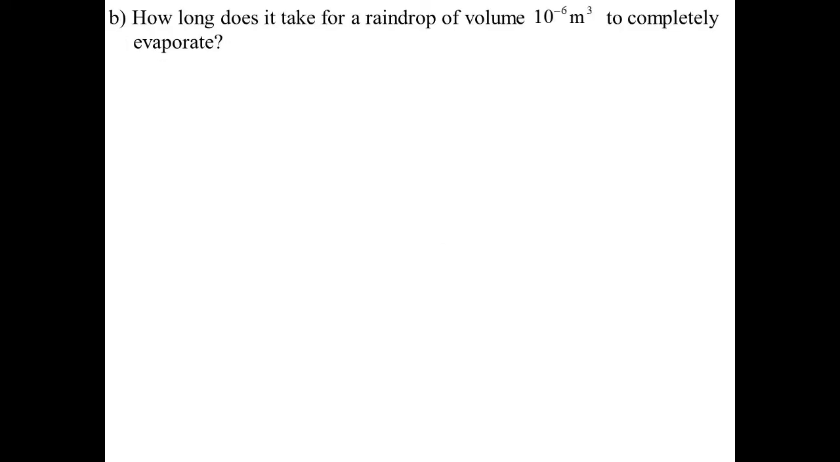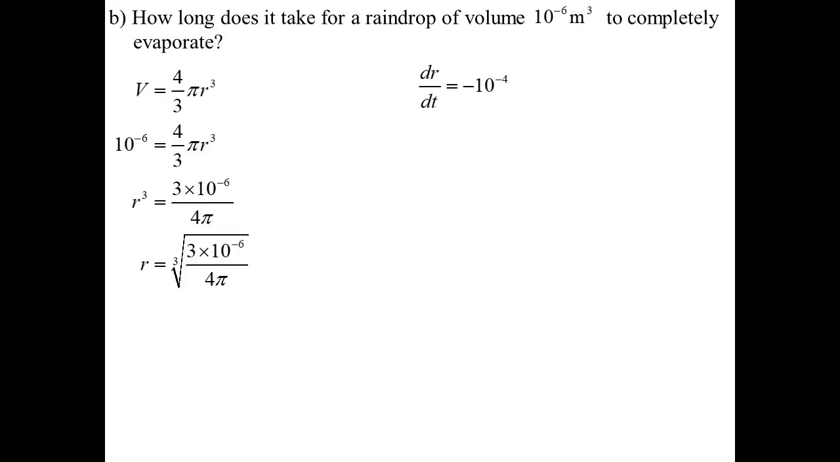How long does it take for a raindrop of volume 10 to the power of negative 6 metres cubed to completely evaporate? The dr/dt is minus 10 to the negative 4. Volume, because of course I don't know the radius of this raindrop yet, so I've got to work that out. And it turns into a wonderful number. I did not bother going to my calculator. I've just left it as the exact value. The radius turns out to be the cube root of 3 times 10 to the negative 7 over 4 pi. Whatever number that is, I've probably got stored in my calculator, but I'm not going to bother writing it down.